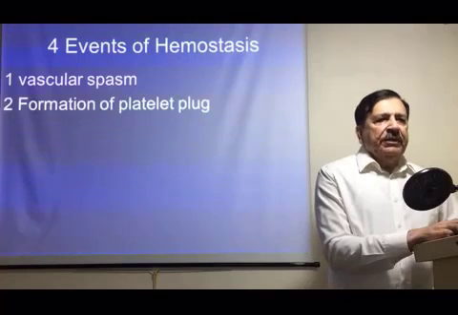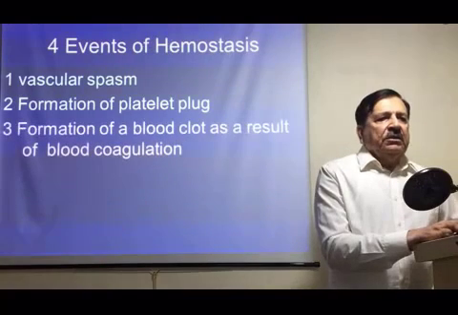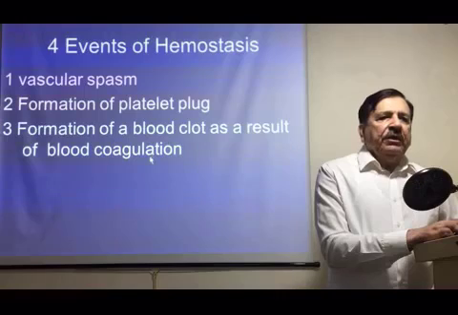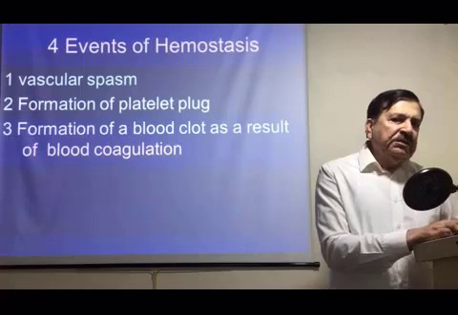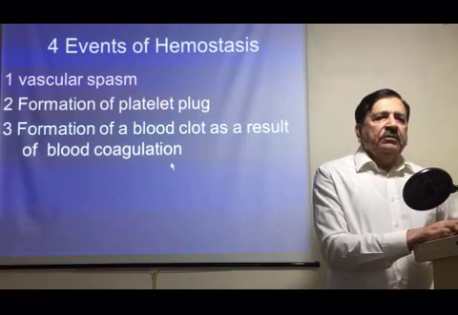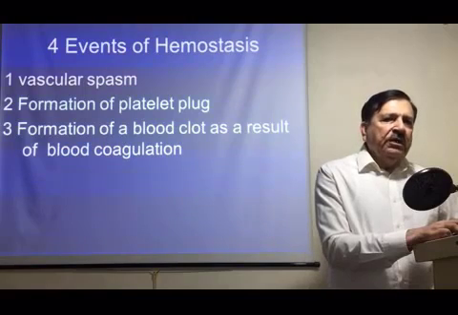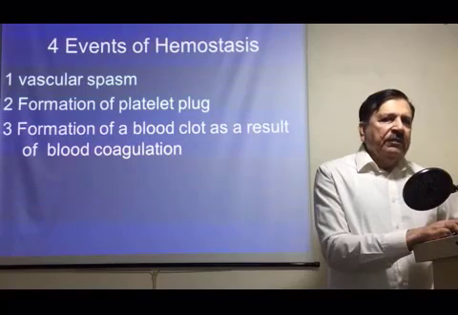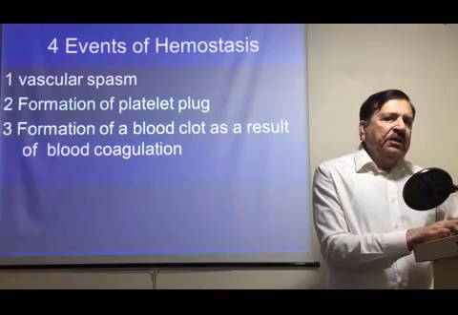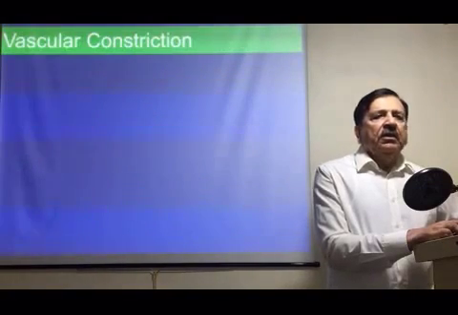The first one is vascular spasm. The second event is formation of the platelet plug, which we discussed already. The third is formation of a blood clot as a result of blood coagulation. This is another process which is activated by the coagulation factors, and these coagulation factors are synthesized in the liver and released into the blood. They are 13 in number, maybe more, but currently 13 are the more prominent and known factors, which are given their names according to their discovery, according to their function, like calcium factor, according to the disease they cause, or according to the name of the scientist who discovered them. So they are 13 in number and they are produced in the liver.